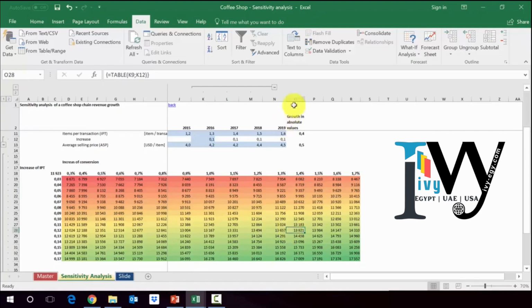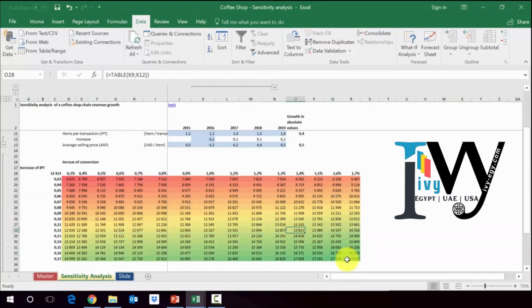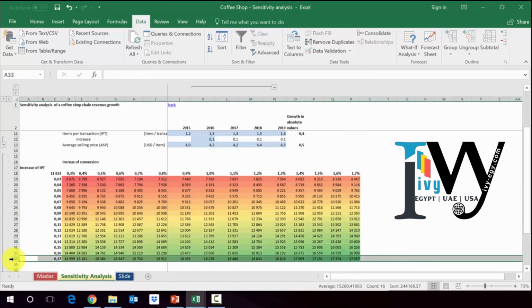And this is for the assumption that we increase the conversion every year by 1.4. And we assume that the increase in IPT would be not 0.1, but 0.12. And this is how it works. And here the maximum obviously would be for a 1.7 increase of conversion, and then also a 0.17 increase of IPT every year. And now let's see where we have a sensitivity.